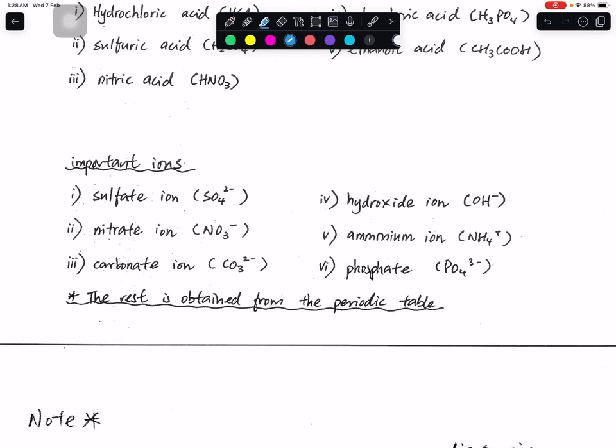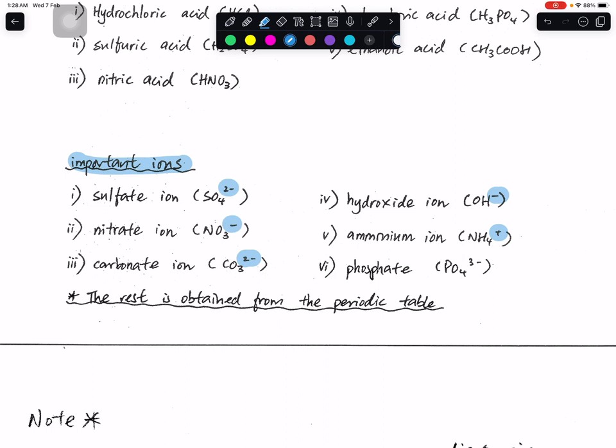Okay, so students, once you guys have understood this concept, very good. There are a few important ions that I need you to look at. The first one is your sulfate, which is 2-. Your nitrate, which is minus charge. Carbonate is 2-, hydroxide is minus, and ammonium is plus.